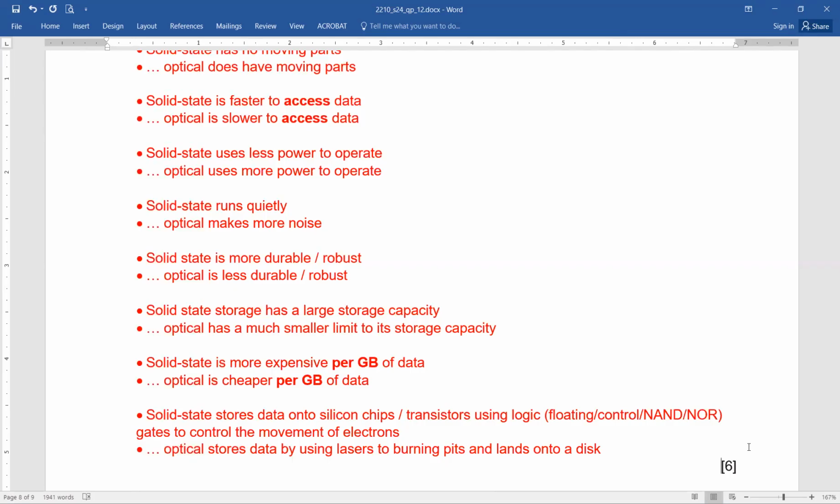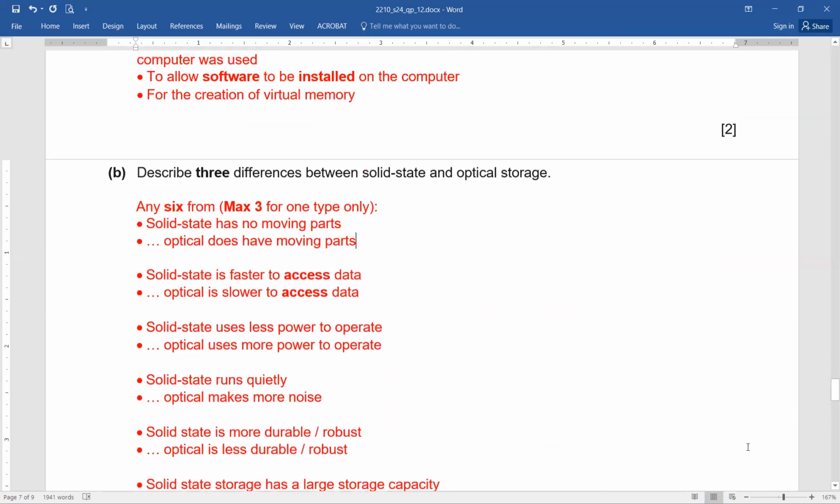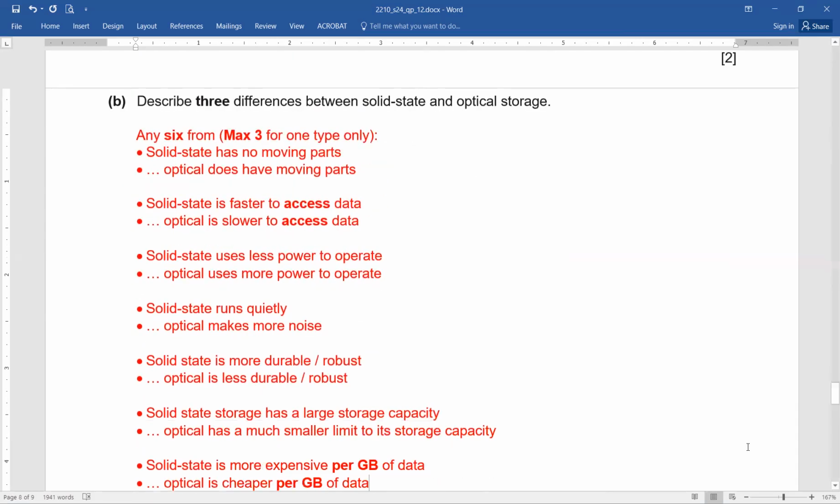But remember, when it comes to difference, you have to write down the difference in this manner: solid state while optical, solid state while optical, solid state while optical, and that will give you 1 mark. Okay? And in this manner, they can give you the marks like this. Maximum 3 for one type only. So this is how you can answer, and you will be able to score.